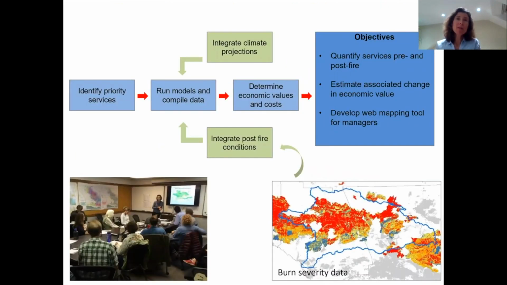So just to summarise the project, we identified priority ecosystem services based on meetings with resource staff and ecologists in Southern California. We ran models and compiled data, and this included the integration of fire conditions. We also determined economic values and costs. And the overall objectives of this work were to be able to quantify services in pre- and post-fire condition, to estimate the associated change in economic values, and also to develop a web mapping tool for resource managers.